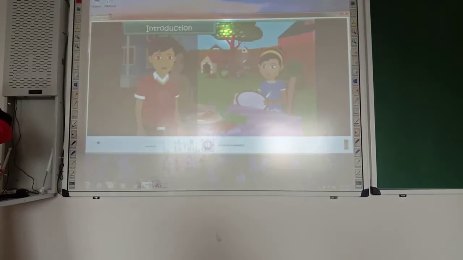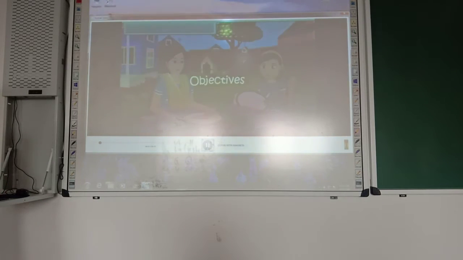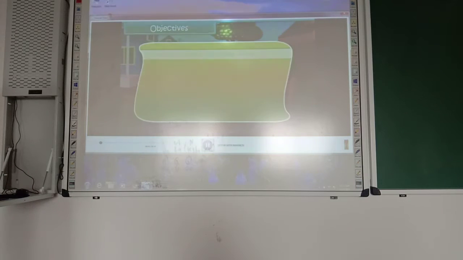Okay, children, in this lesson we will learn about magnets and their properties. Objectives: at the end of this lesson you'll be able to identify magnetic and non-magnetic materials, describe the poles of magnets, identify the role magnets play in finding directions, and explain the property of attraction and repulsion between magnets.